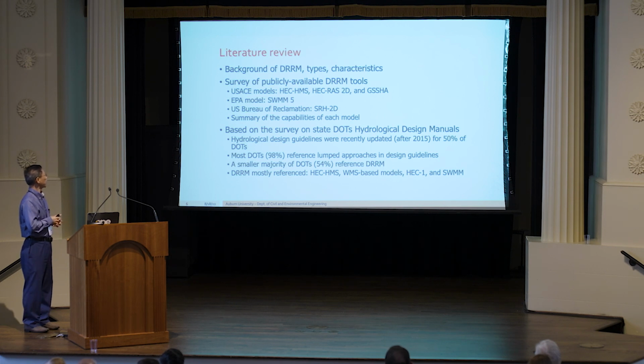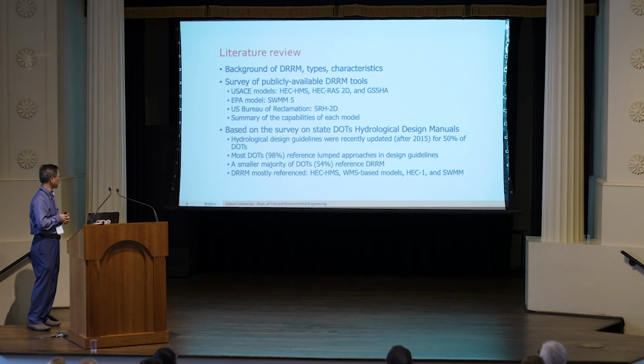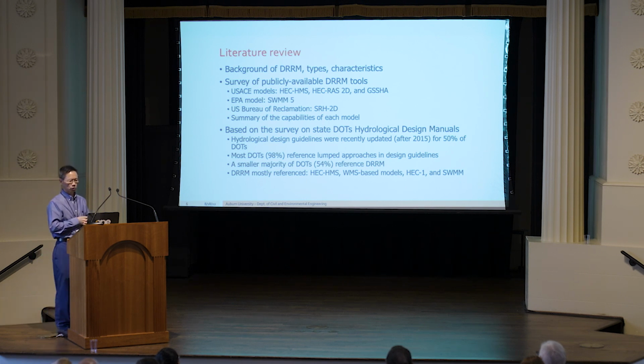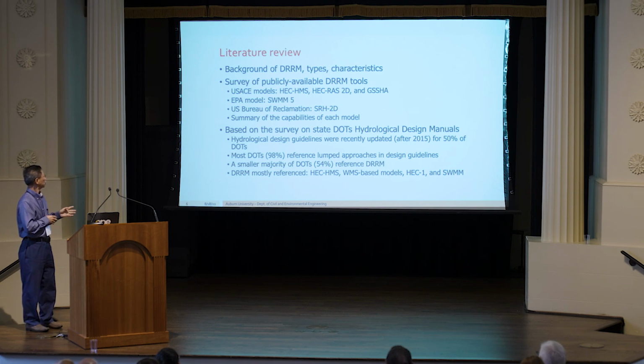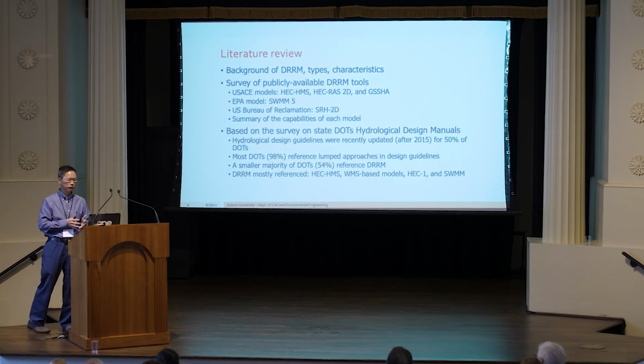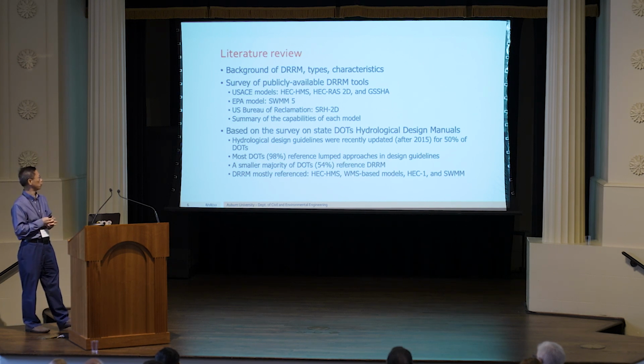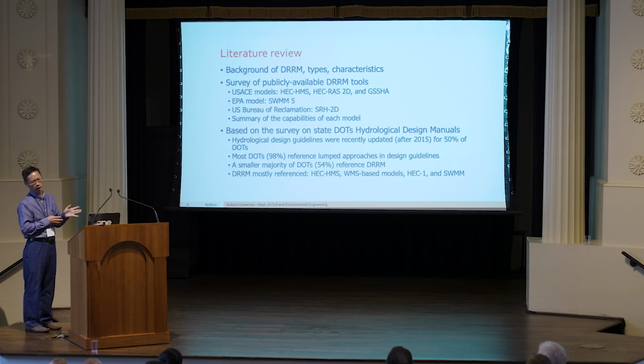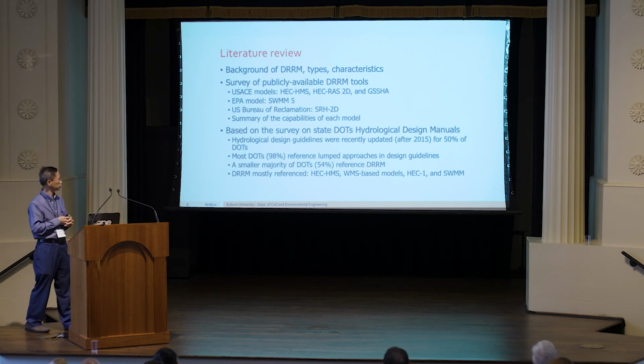Based on the survey of the state DOTs' hydrologic design manuals and guidelines, which were recently updated after 2015, we looked at those manuals. Most DOTs, about 98%, reference lumped approaches in the design guidance, and that's what I call the current reality. A small majority of the DOTs, 54%, reference using a distributed rainfall-runoff model. The most referenced DRM is HEC-HMS, maybe the WMS-based model connected to that. And they sometimes use HEC-1, the DOS version, or the SWMM model.